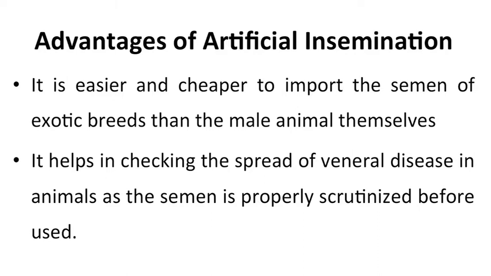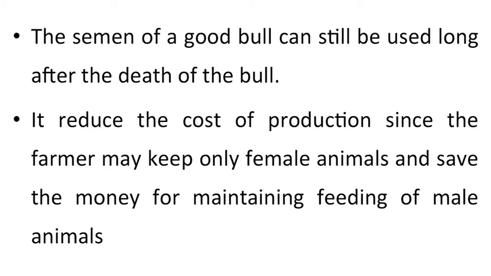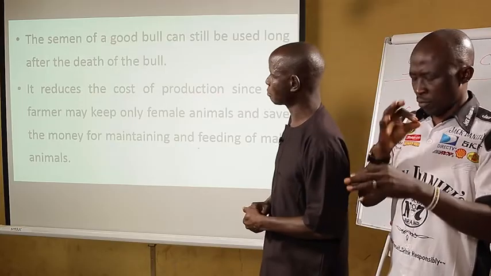2, it helps in checking the spread of venereal diseases in animals, as the semen is properly scrutinized before use. 3, the semen of a good bull can still be used long after the death of that bull. And 4, it reduces the cost of production, since the farmer may keep only female animals and save the money for maintaining and feeding of male animals.